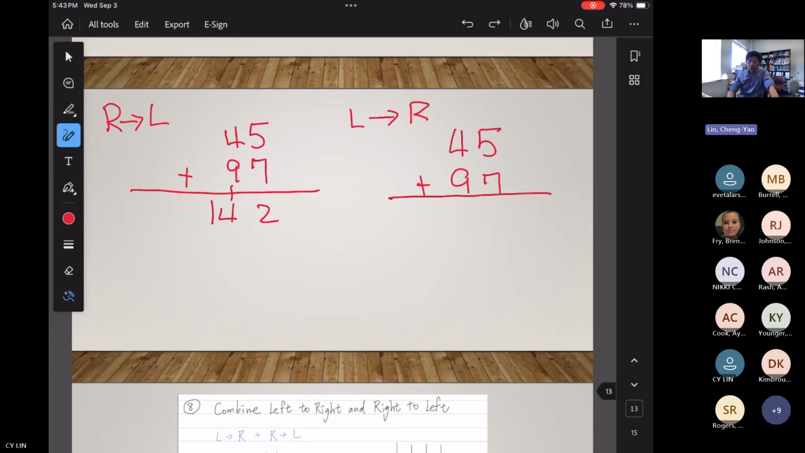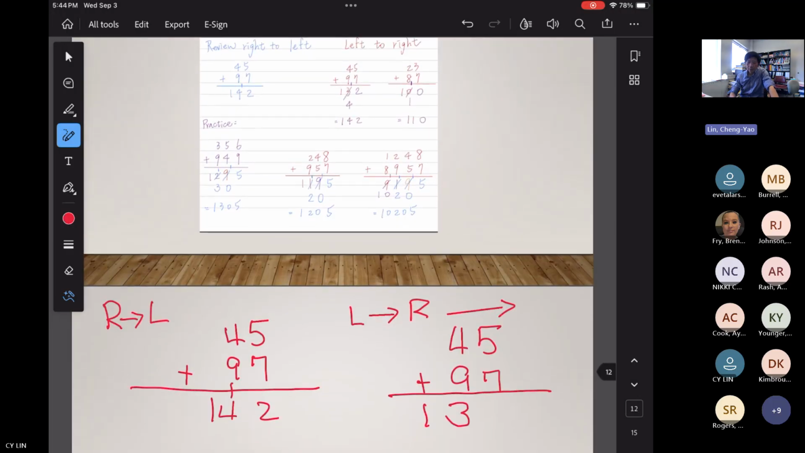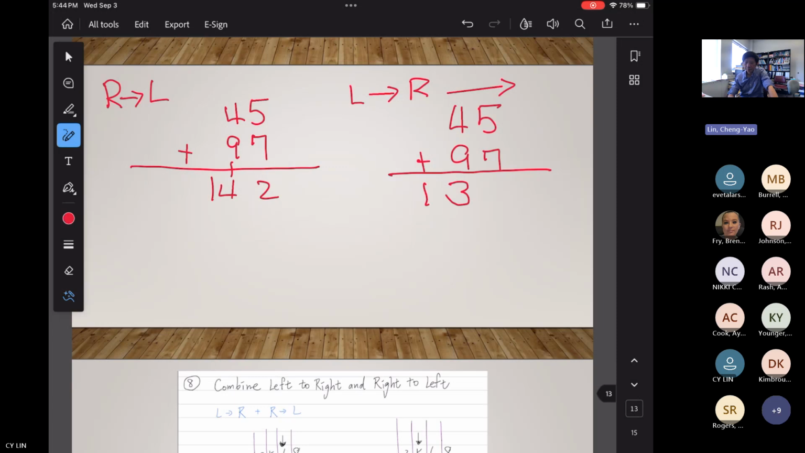Okay, so left to right, 4 plus 9, how many? 13. So they will put down 13 there, right? So I'm starting here and calculating from here. Left to right, right? And then what's next? 5 plus 7, how many? It's a 12, right? Yeah. So the answer is 142. Does that make sense to you?